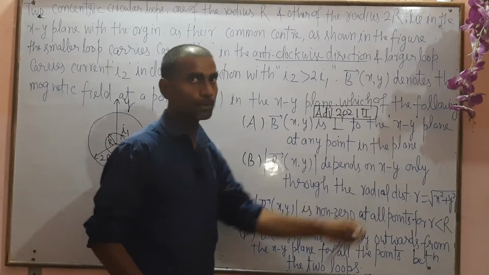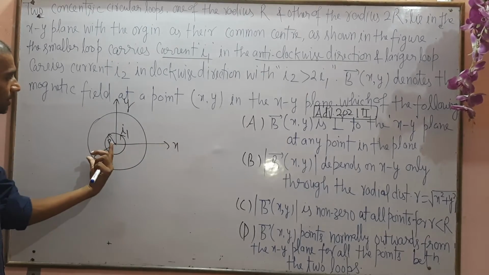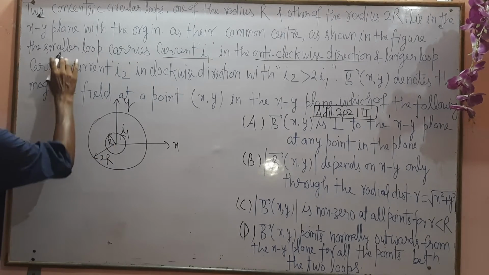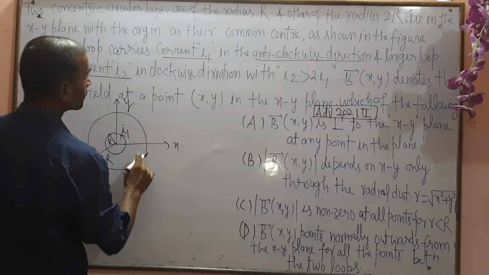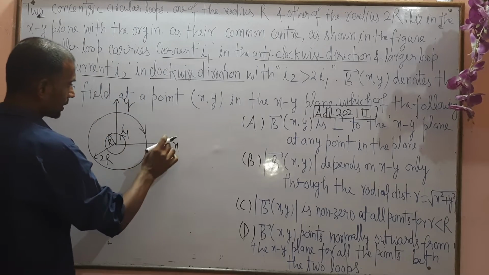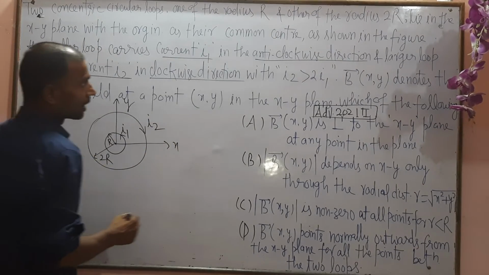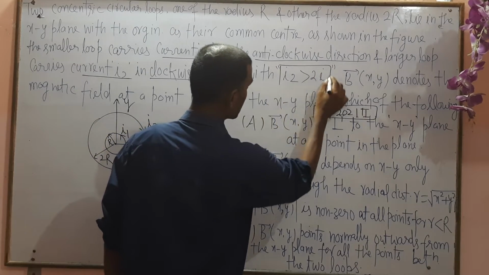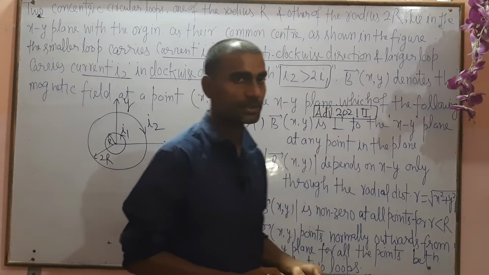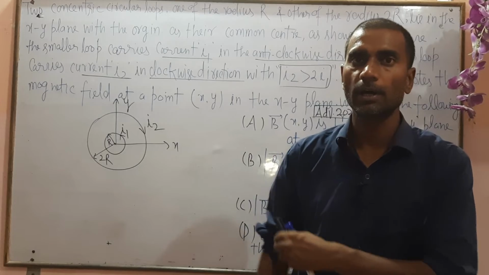And the larger loop, the outer loop, has radius equal to 2 times r. It carries current I2 in the clockwise sense, so the current in the bigger loop equals I2. This is the given point. Another condition given is that I2 is greater than 2 times I1.